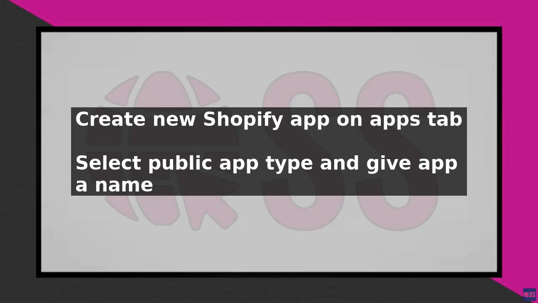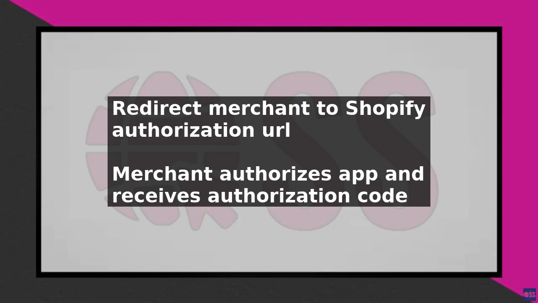Next, go to the App Setup page and click on the API Credentials tab. Here you will find the API key and API secret key that you will use to authenticate your app. Now, to get the access token, you need to redirect the merchant to the Shopify authorization URL. This URL includes the client ID, redirect URI, and scope of the access token.